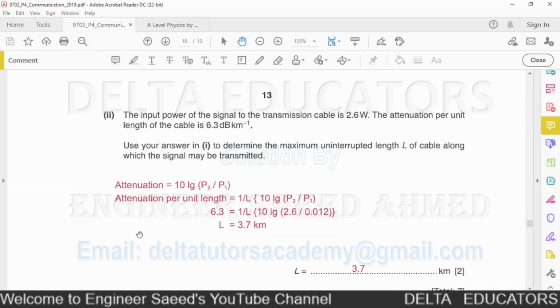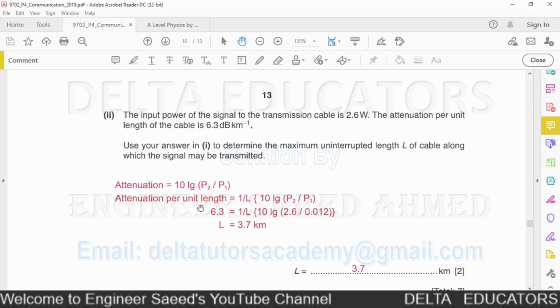Next part, the input power of the signal to the transmission cable is 2.6 watt. The attenuation per unit length of the cable is 6.3 decibel per kilometer. Use your answer in 1 to determine the maximum uninterrupted length of cable along which the signal may be transmitted.